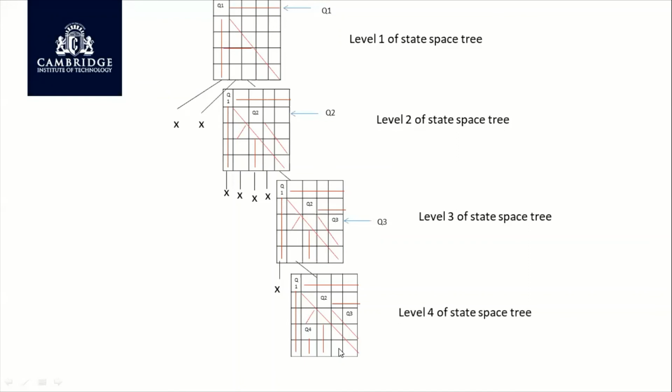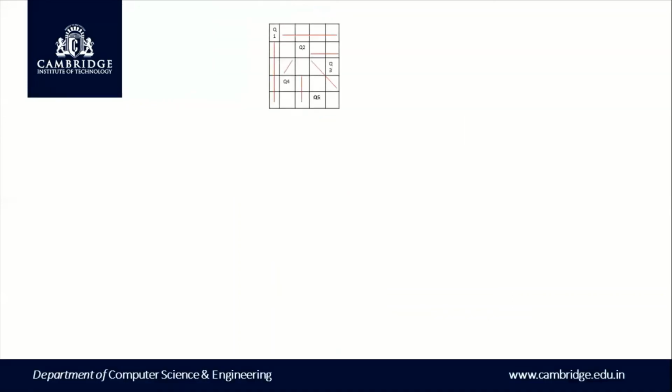These are the state levels I've shown. Remember, node 0 is the level 0. Then node 1, node 2, node 3, node 4 show the different levels of the state space. Then this is the last level where we have placed queen number 5. So this is one possible solution, and generating it was easy because we have not done any backtracking. But when we try to explore the next solution, we may have to backtrack.